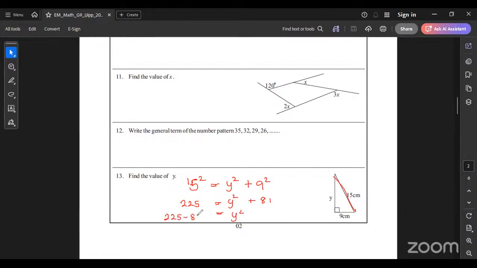225 subtract 81. 5 subtract 1, 4. 12 subtract 8, 4. And 1. It's 144. Y to the power 2 equals 144. I need only y, then apply the square root to both sides. Then y equals 12. Y equals 12.